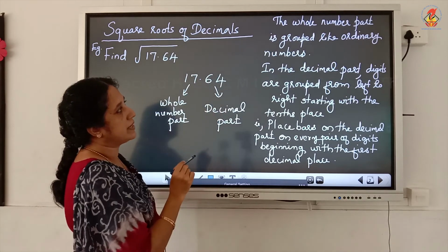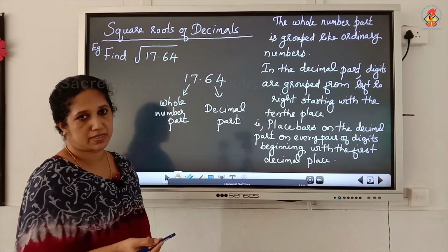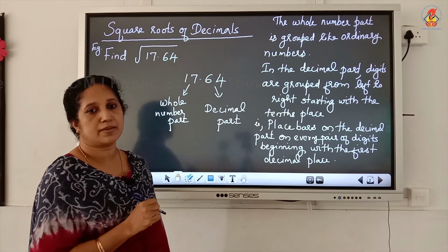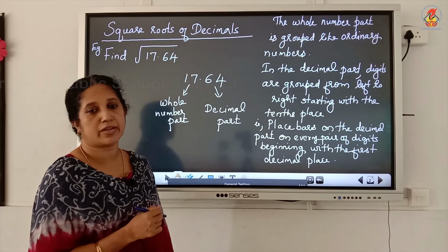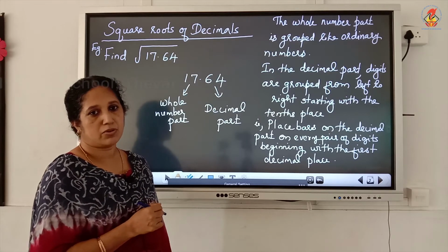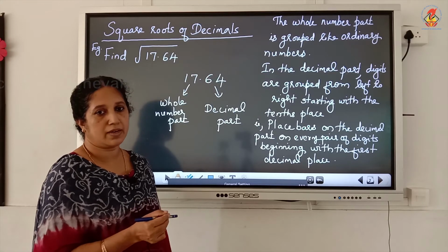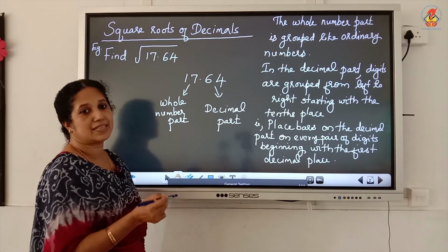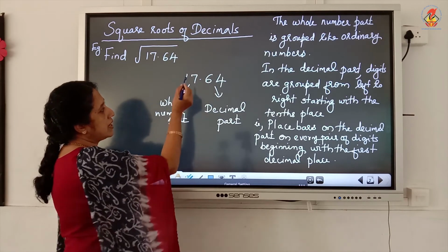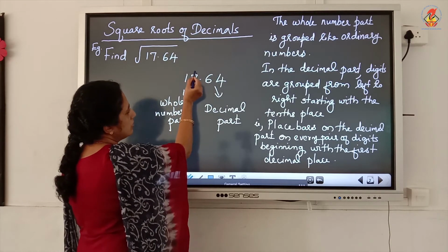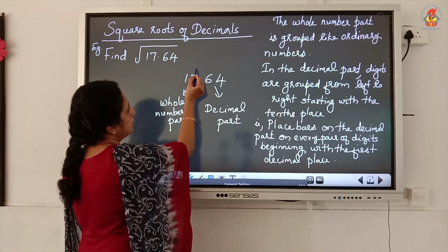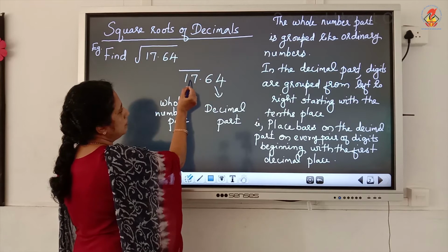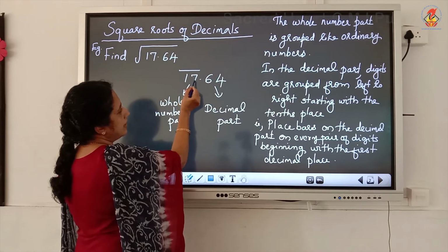The whole number part is grouped like ordinary numbers. That means what we did in finding out the square root of perfect square numbers. So we have to put bars over every pair of digits starting with the digits at ones place. So you have to start from the ones place. So here also the whole number part you have to group like ordinary numbers. That means you have to group it from right to left.